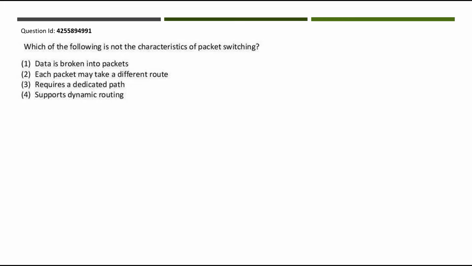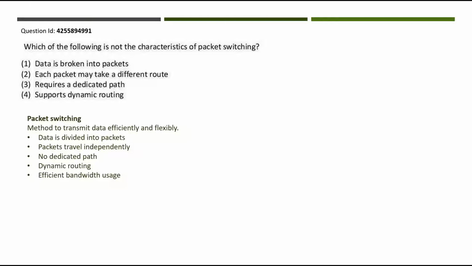We have two kinds of switching, packet switching and circuit switching. First, we will get into packet switching. This is the method to transmit data efficiently and flexibly. Data is divided into packets. Packets can travel independently. It can take its own route. Since it can take any route, there is no dedicated path.